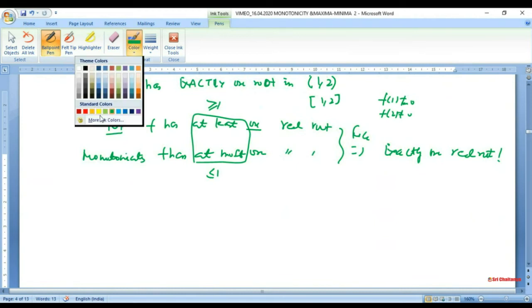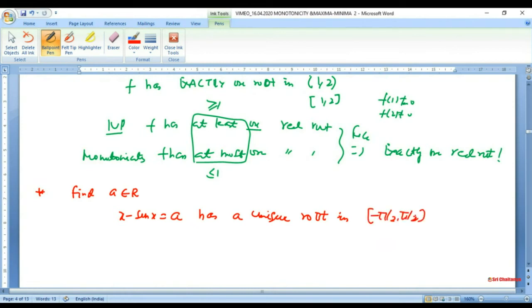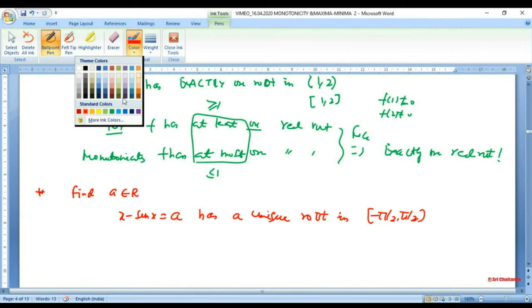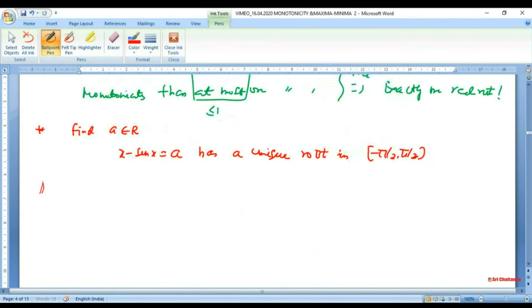Now let me change and do some other one, a little tricky. Now it is: find all a belonging to R such that the equation x minus sine x equal to a has a unique root in negative pi by 2 to pi by 2. It must have a unique root in this interval. So this equation should have a unique root.